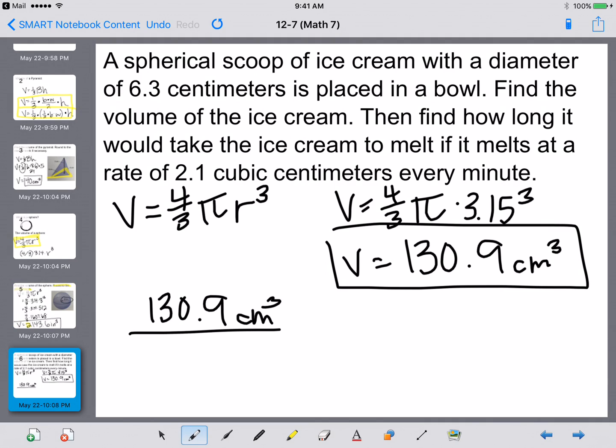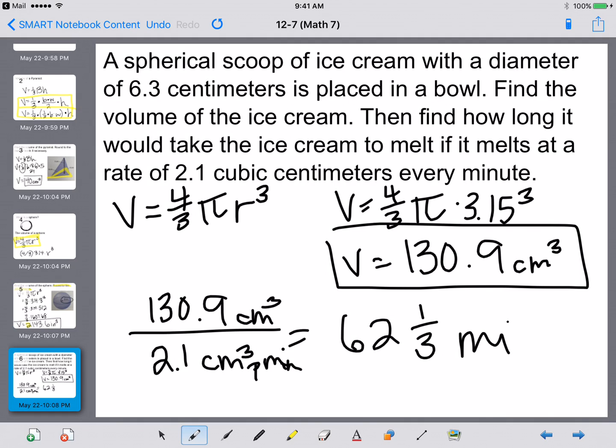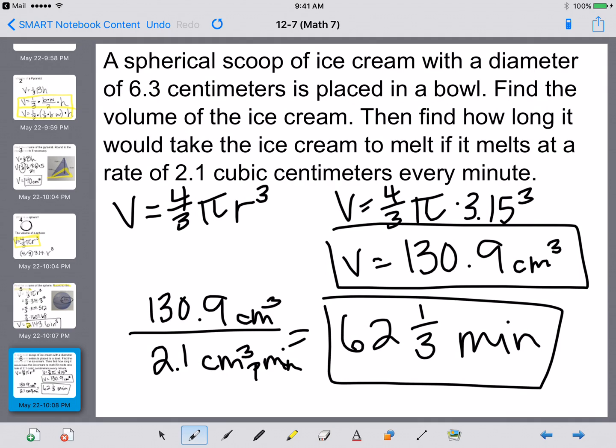So we're going to divide by how much is melted every minute. So cubic centimeters per minute. So I'm taking 130.9 divided by 2.1 and getting 62 1/3 minutes is how long it would take, or a little bit over an hour for that ice cream to fully melt.